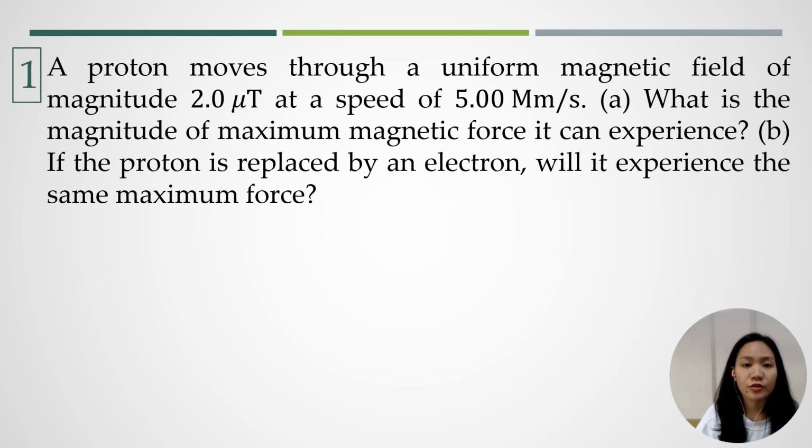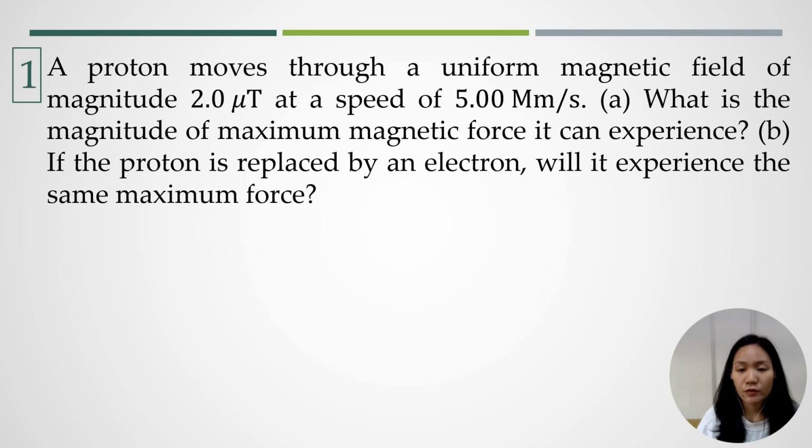Now, moving on to the computational part. For example, a proton moves through a uniform magnetic field of magnitude 2 microtesla at a speed of 5 megameters per second. What is the magnitude of the maximum magnetic force it can experience? And if the proton is replaced by an electron, will it experience the same maximum force?